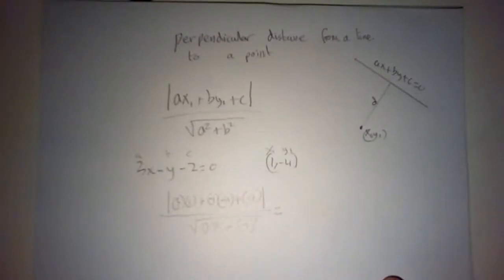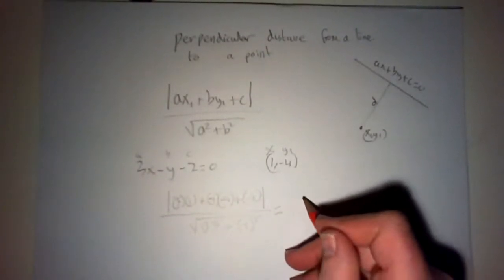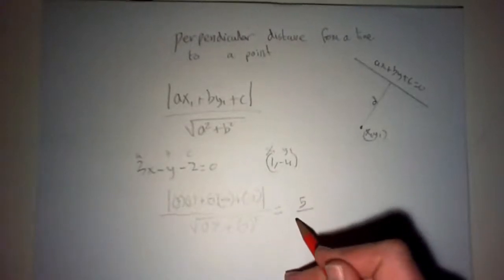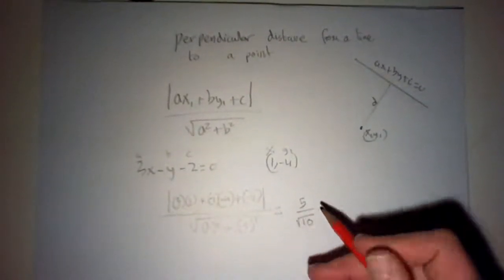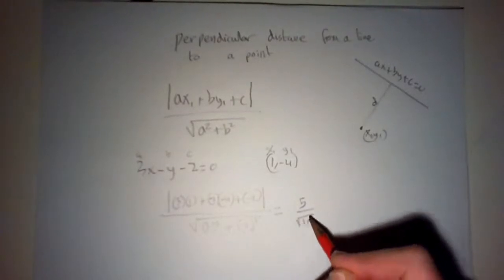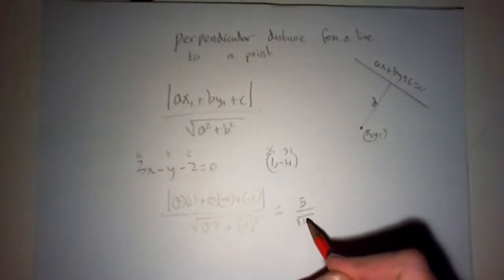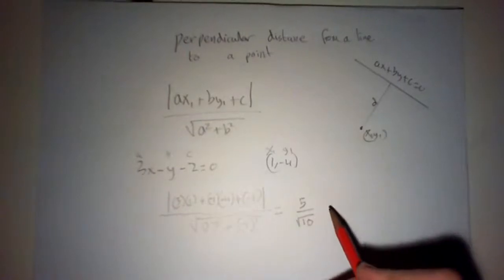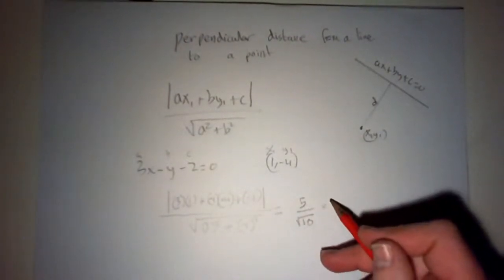So get your calculator out. Okay, let's try and do this. That's going to be 3 times 1 is 3, plus 4 is 7, minus 2, that's 5 on the top. And that's going to be root 10 on the bottom. Now we've done a chapter already on 5 over root 10. That's not a nice way to put it. You should never put the root on the bottom. How do we get the root on the top? We multiply top and bottom by the root.